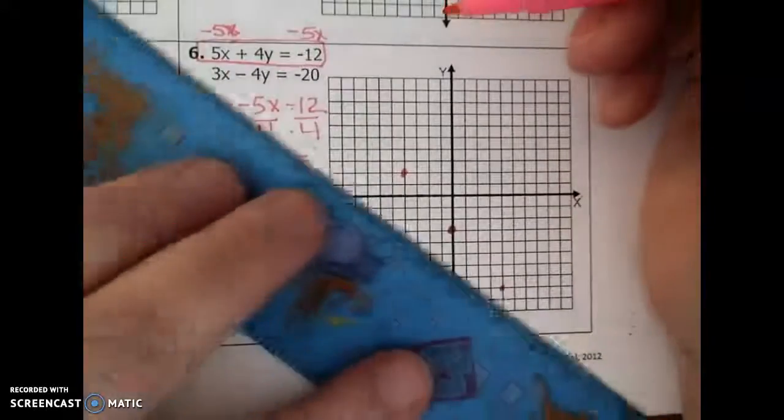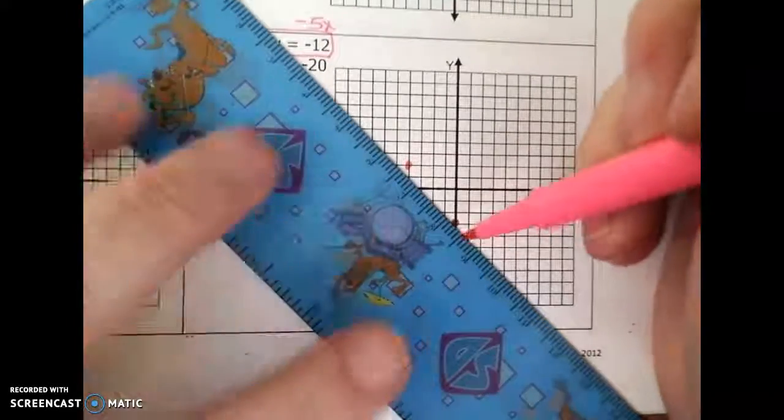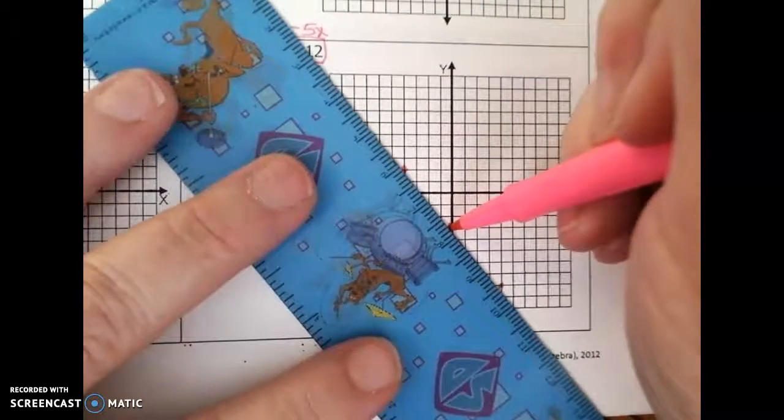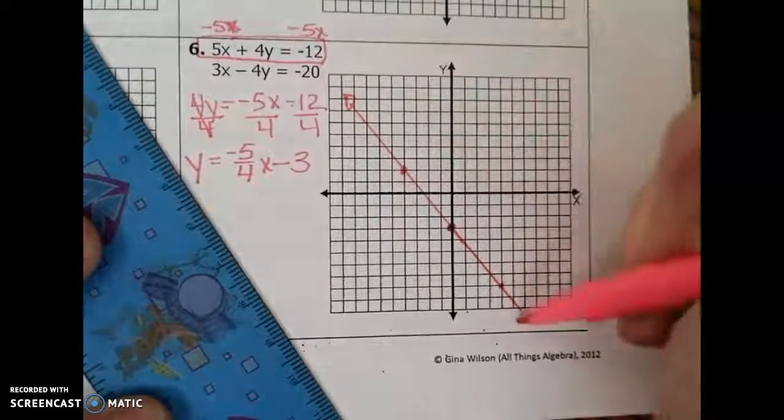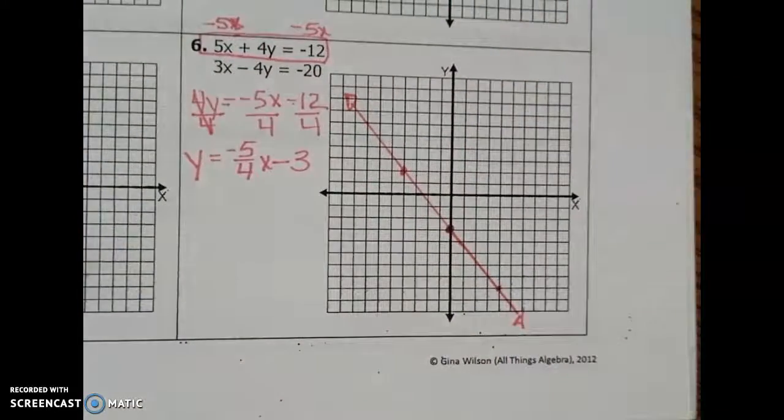We want to be careful with our lines because it becomes important once the second line comes in that we have them cross in the right spot. Okay, so there's the top equation. Let's go ahead and do the bottom equation.